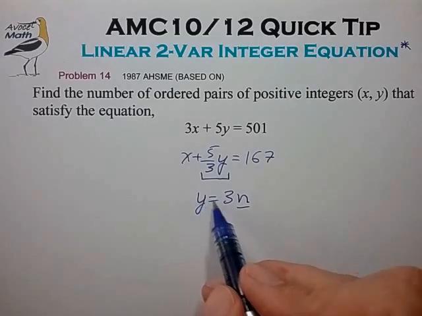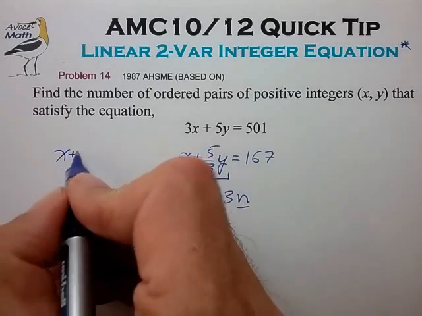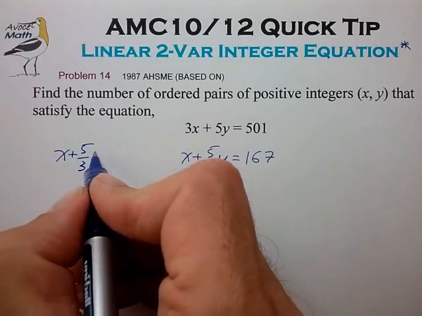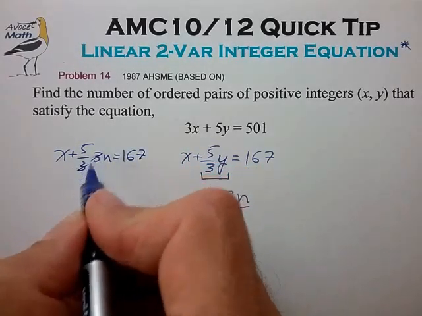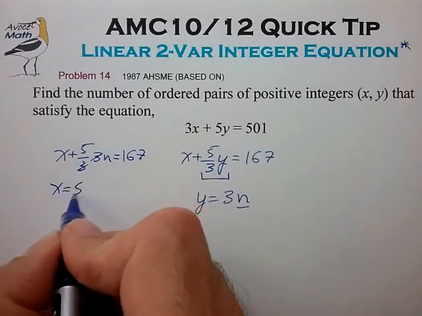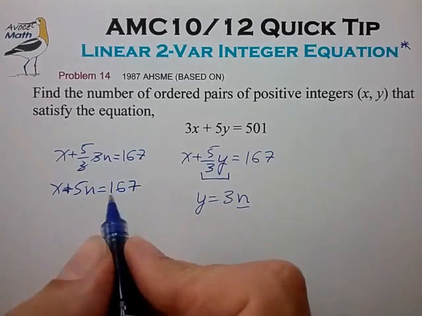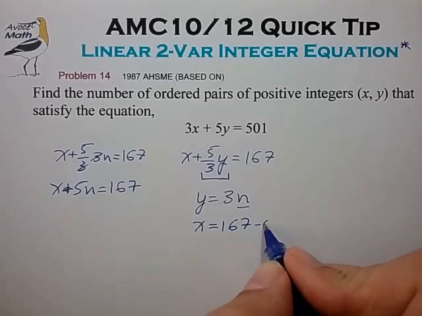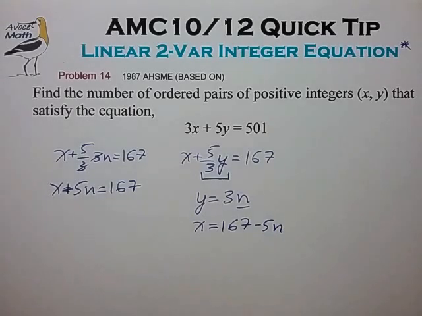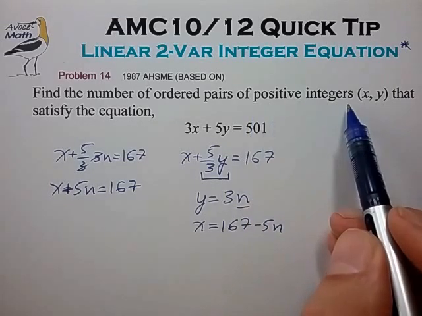And we can take this y equal 3n, substitute it back into this equation, and we find that x plus 5/3 of 3n is equal to 167. The 3's cancel. Bring the 5n to the other side, and we find that x is equal to 167 minus 5n. And at this point, we have to find out what values of n will satisfy the requirement that both x and y are positive integers.